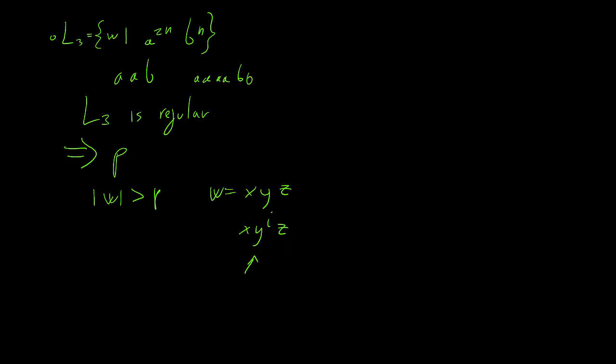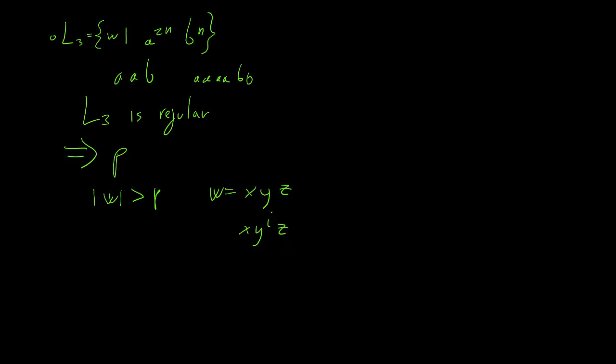Now, what I need to do, of course, again, is to show that for any P you can throw at me, I can find a W which is longer than P, but which cannot be decomposed in this way, so that no DFA exists that can recognize this string here, and then L3 is not regular. So how do I go about it?